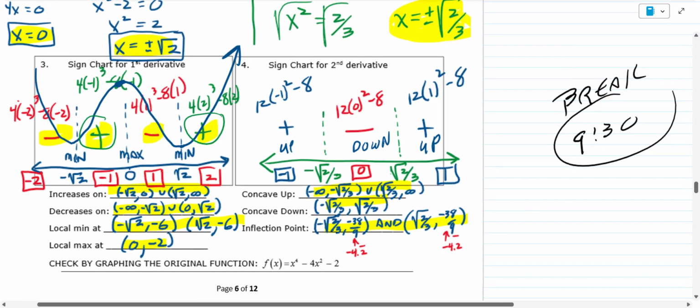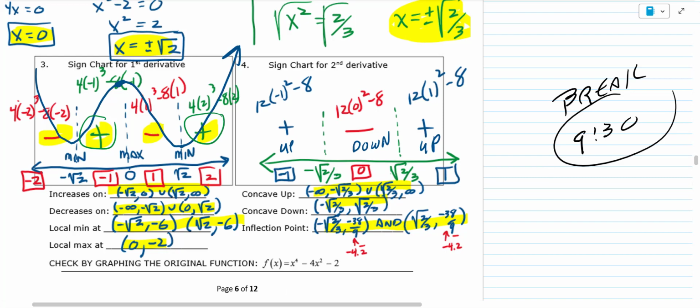Say that again? Yeah, okay. Yeah, negative 4.2. They both had the same Y value. You can see that kind of on the graph.